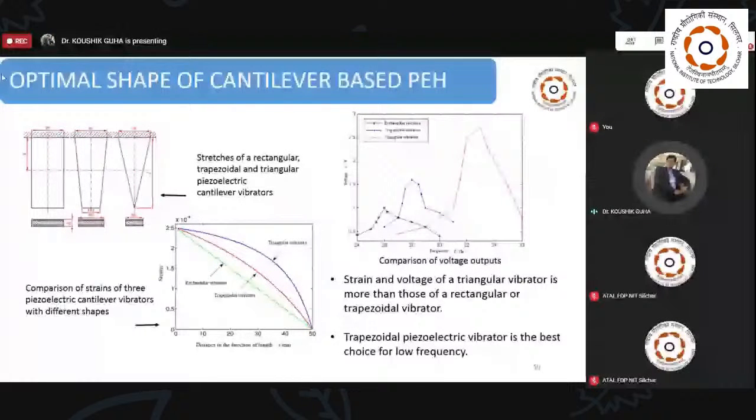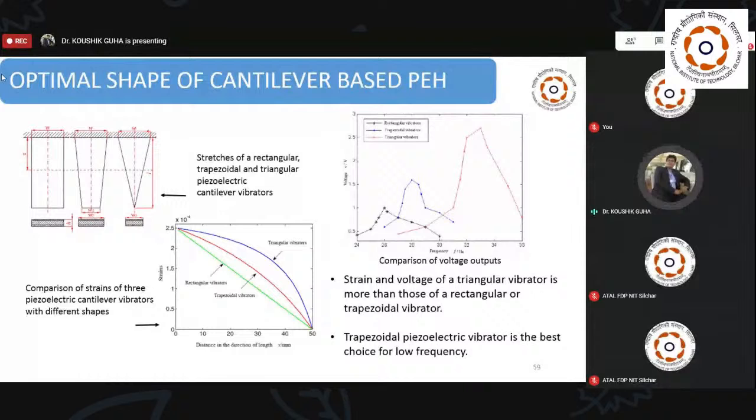you can see how the strain distribution will be uniform in triangular or trapezoidal vibrators, rather than the rectangular vibrators. If we see the comparison between these three types of vibrators, we can see the voltage output is also very high in triangular vibrators. The strain and voltage of the triangular vibrator is more than those of the rectangular and trapezoidal vibrators.